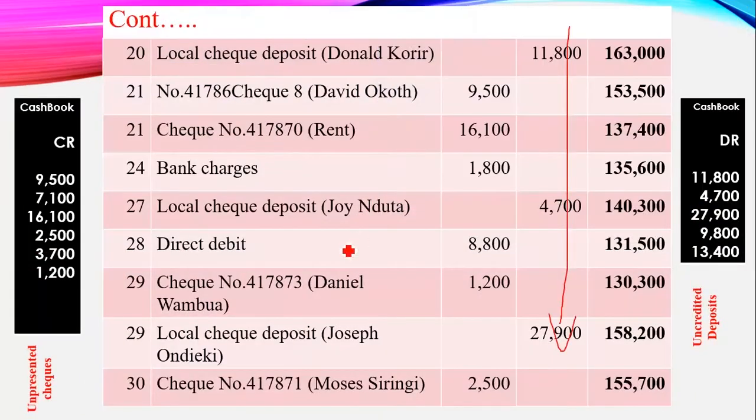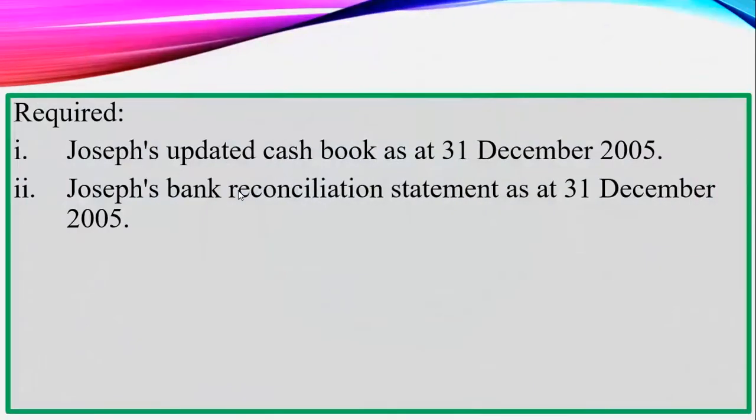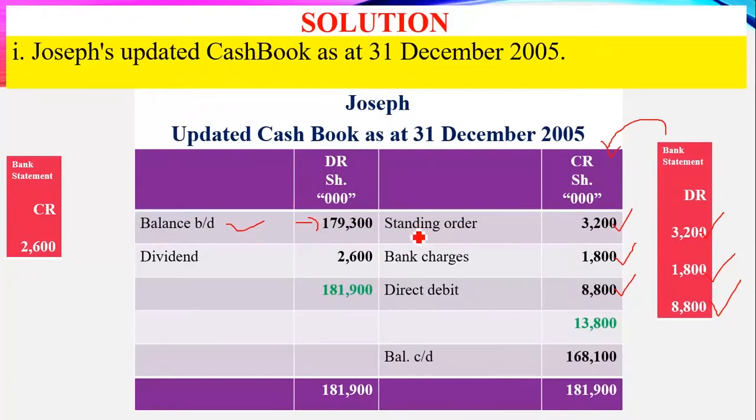So if you check, 2,600 is here, which is a dividend. So this dividend is missing in the cash book. So we need to update our cash book. So you come here and bring your dividend of 2,600, which is here. That was the figure that was missing. Now, after identifying that, it is time to update our cash book.